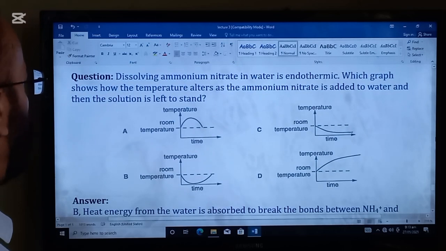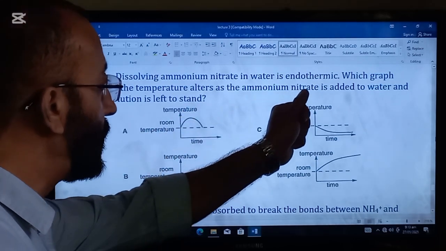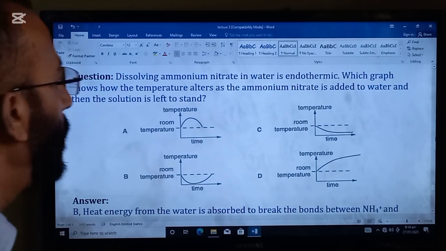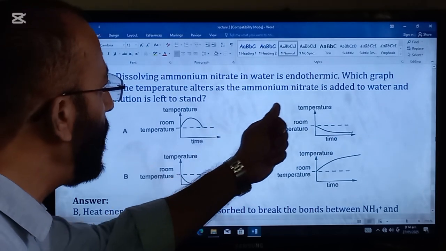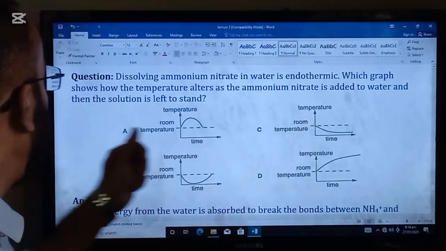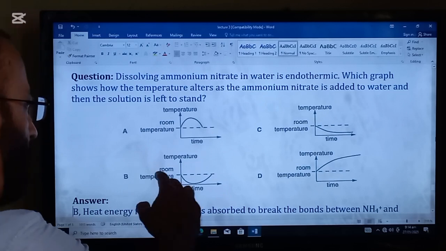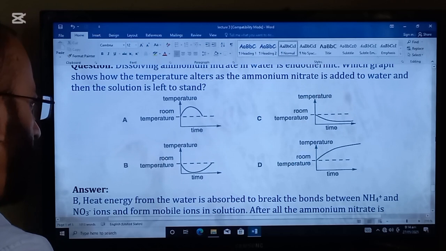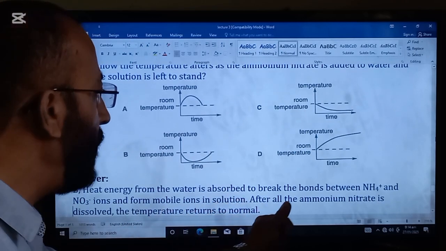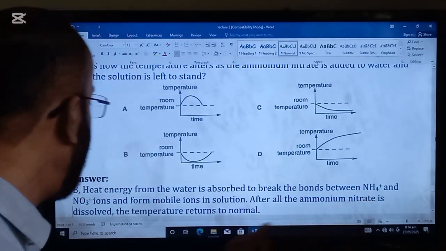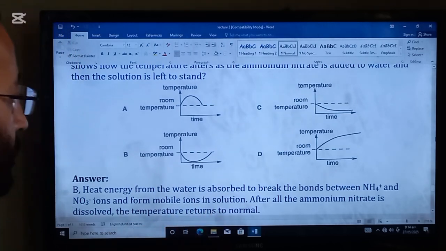Here are some more questions. Dissolving ammonium nitrate in water is endothermic. Which graph shows how the temperature alters as the ammonium nitrate is added to water and then the solution is left to stand? The answer will be B. And the explanation is heat energy from the water is absorbed to break the bonds between ammonium ion and nitrate ion and form mobile ions in the solution.